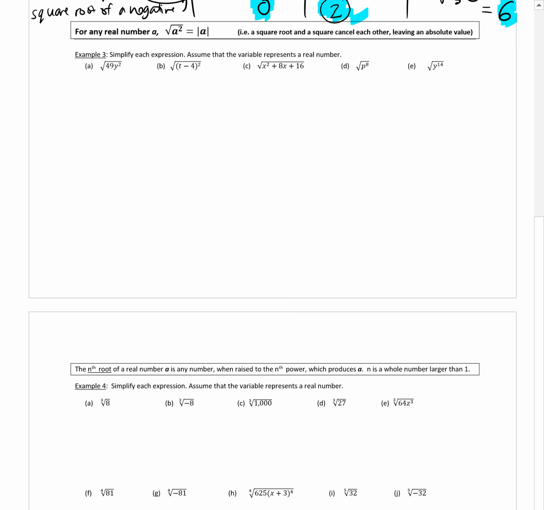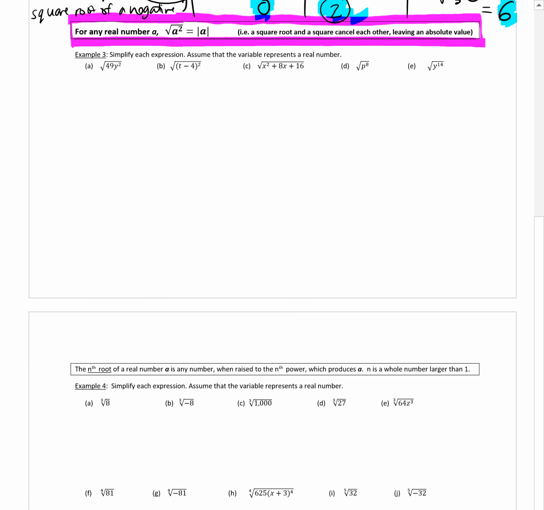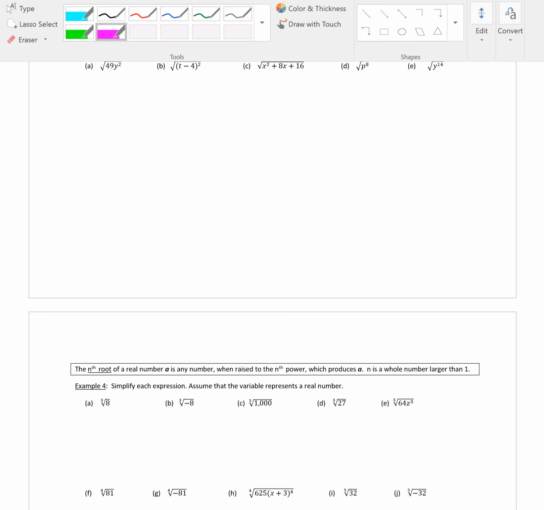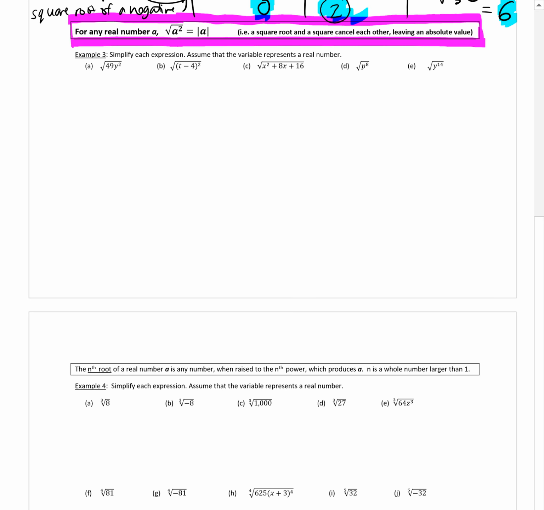Okay, the next concept, there's kind of a lot going on in this section. I'm sorry about that. What does it say here? It says, for any real number a, and by real number they just mean it's not imaginary. So you don't want any weird imaginary stuff going on like we saw before, where you have a negative inside a root. As long as it's a real number, it's not imaginary like those guys.